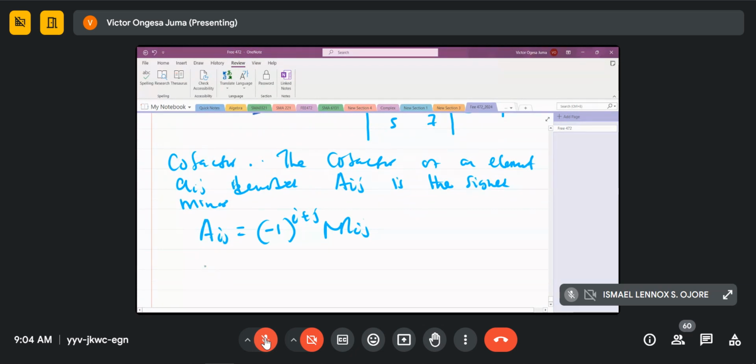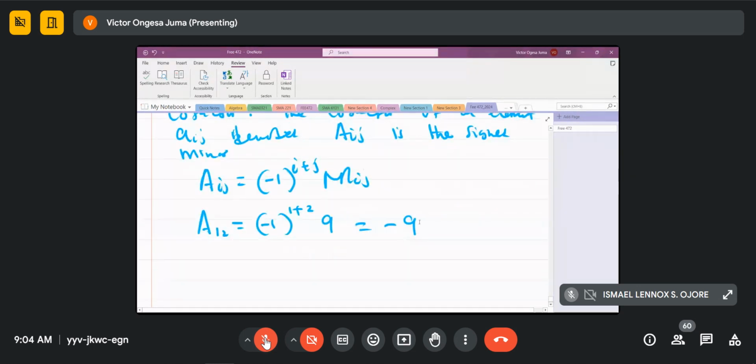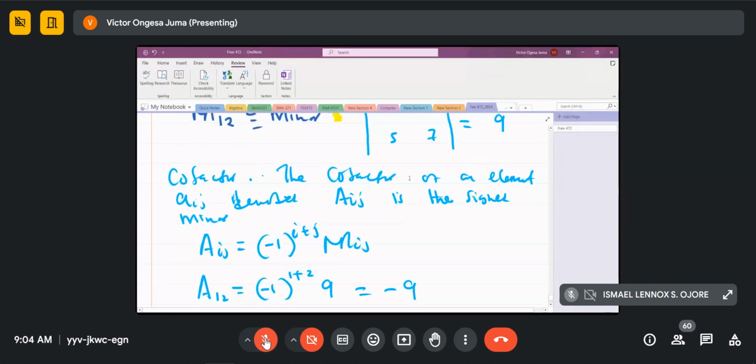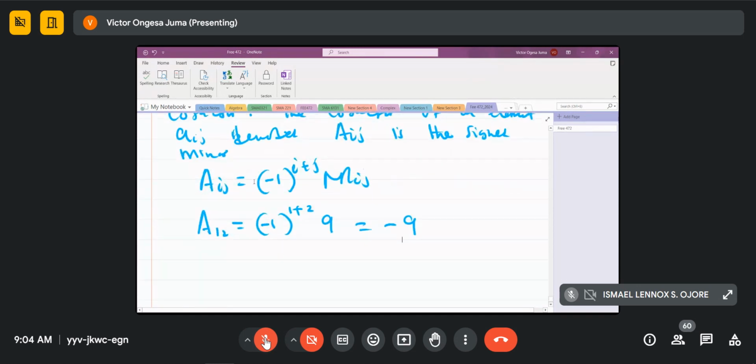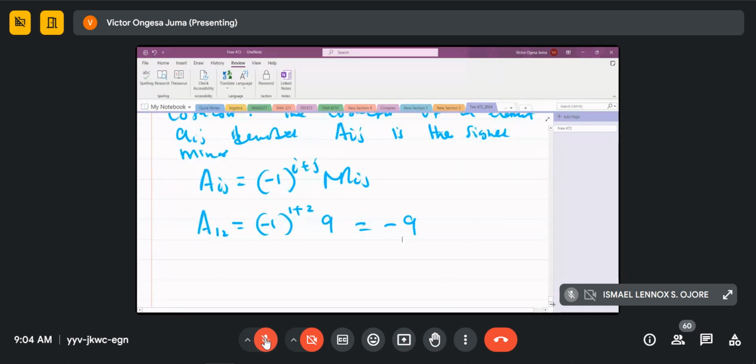So for example, what is A12? It will be (-1) raised to power 1 plus 2, and then the minor M12 we got is 9. And so that gives us -9. Have you seen the difference of this, right? So you just know the minor; the cofactor is just the signed minor, when you assign the sign to the minor.